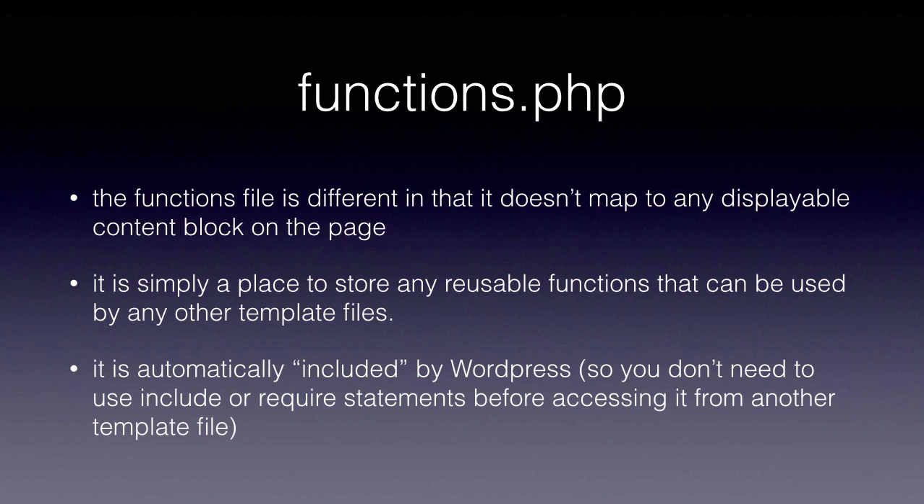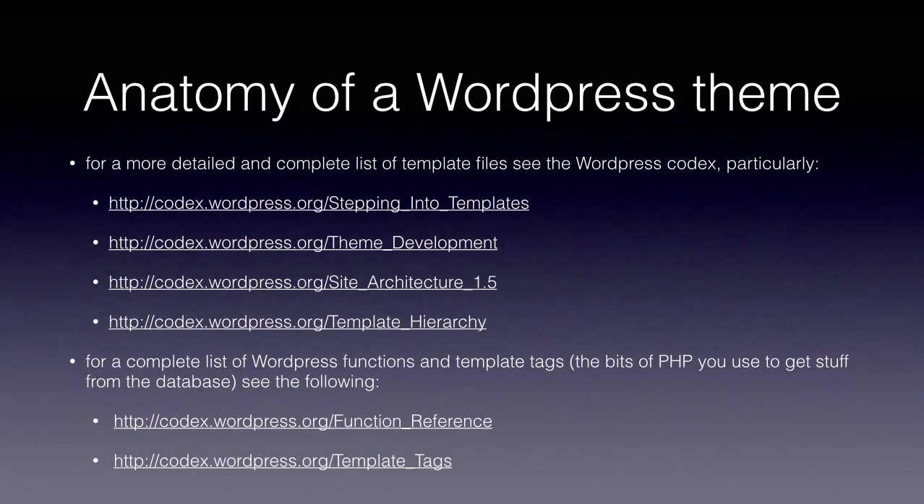And you can add your own there if you want. It can be anything, any PHP function that you want to call from another template file, you can add to functions.php. Here are some more links to more detailed documentation about the anatomy of a WordPress theme. Again, we'll be going into this in more detail in the tutorials. And there are links down here again to the WordPress documentation about the different functions and template tags you can use.